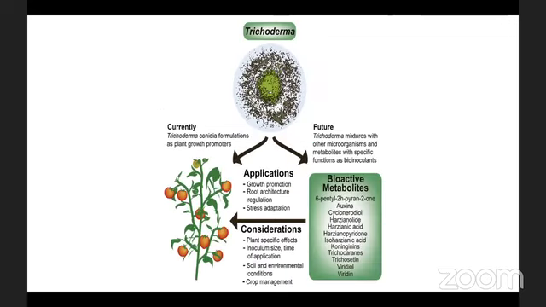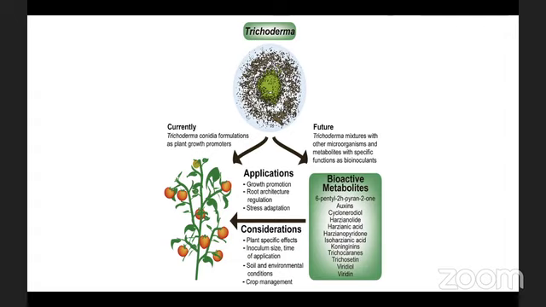Now, already in the market, one of the most common endophytic fungi employed by farmers or traders is Trichoderma, which they use as a plant growth promoting agent, and it is also used for controlling pests.